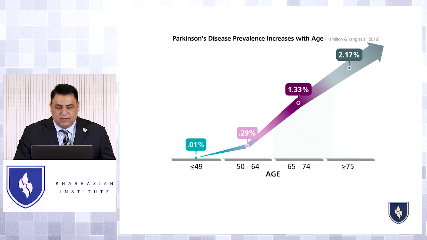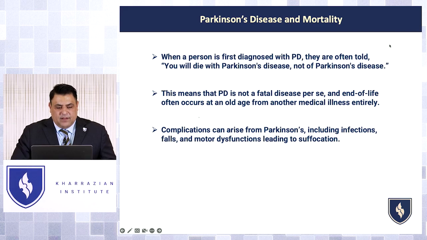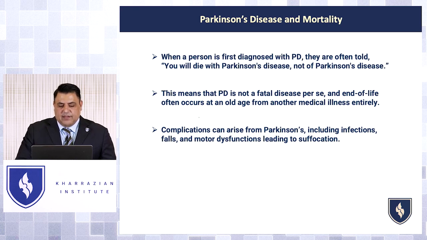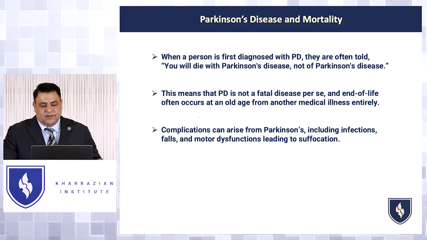Now, when you look at mortality from Parkinson's disease, when a person is first diagnosed, they're often told, you will die with Parkinson's disease, not of Parkinson's disease. This means Parkinson's disease is not a fatal disease per se. End of life often occurs in old age from another medical illness entirely. Complications can arise, including infections, falls, and motor dysfunction, leading to suffocation.